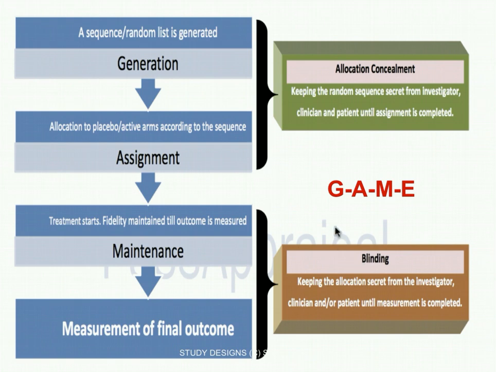To just help you remember the sequence, I have given a mnemonic, GAME. G is generation of random sequence, A is assignment, M is maintenance, E is examination or evaluation of the final outcome. So GAME, G-A-M-E. Between the G phase and A phase, you have allocation concealment, and from maintenance up to the evaluation phase, you do blinding.